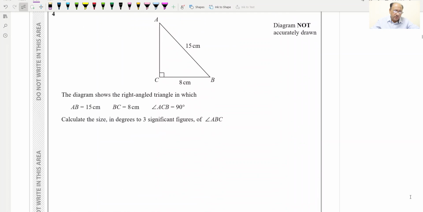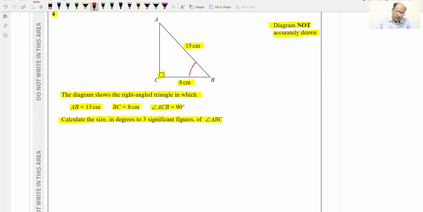Now question number 4 is basically a Pythagoras theorem question, or trigonometry. So we will check. Question number 4, diagram is not accurately drawn. The diagram shows a right-angled triangle in which AB is equal to 15, BC is equal to 8, and angle ACB is 90 degrees. Calculate the size in degrees, to three significant figures, of angle ABC. So angle ABC is which one? Angle ABC is this angle.